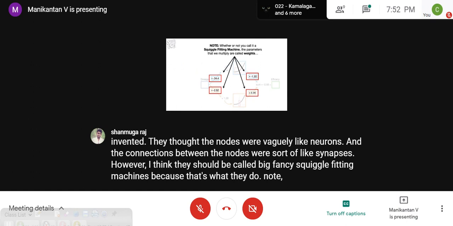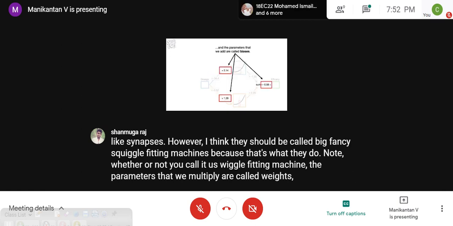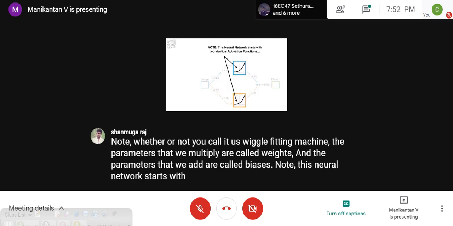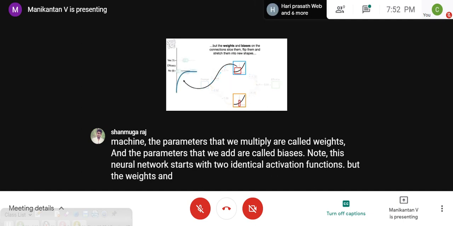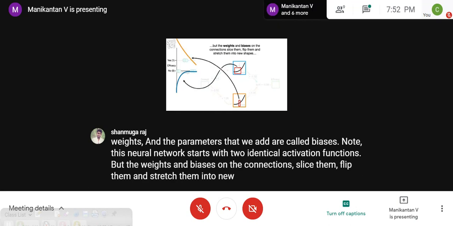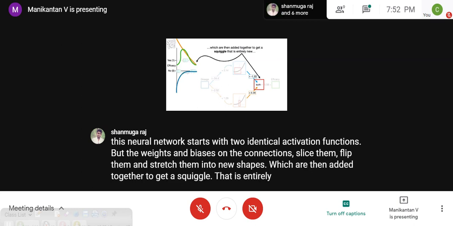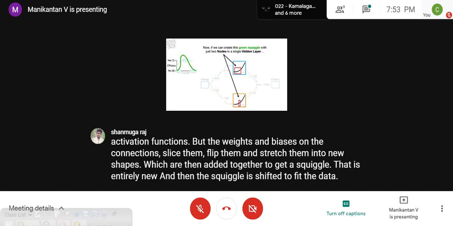Note, whether or not you call it a squiggle-fitting machine, the parameters that we multiply are called weights, and the parameters that we add are called biases. Note, this neural network starts with two identical activation functions, but the weights and biases on the connections slice them, flip them, and stretch them into new shapes, which are then added together to get a squiggle that is entirely new. And then the squiggle is shifted to fit the data.